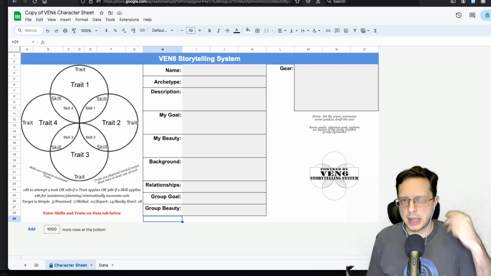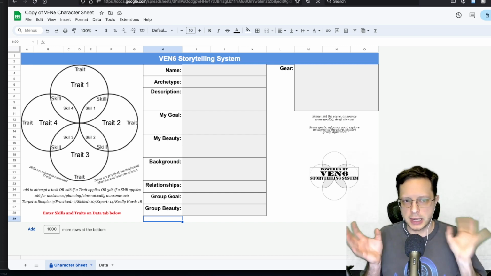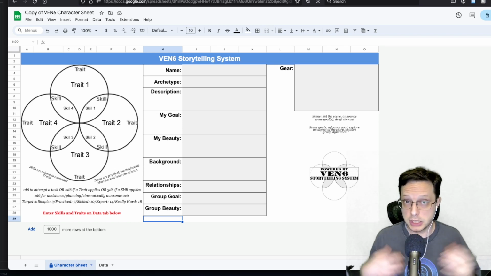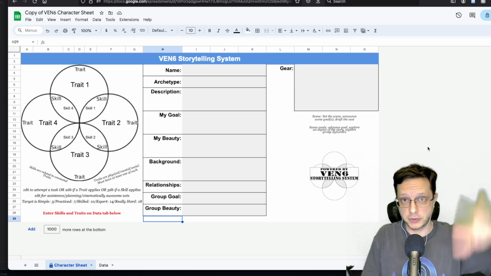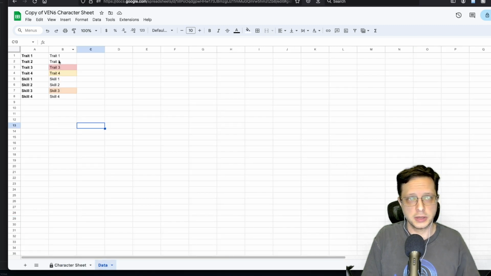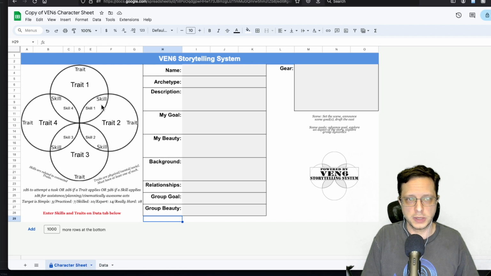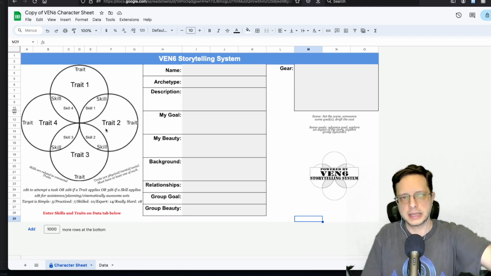Jumping into how this works mechanically, Jason Wahlberg has created several character sheets that are also available on the system reference document page of their website. This is one that they created using Google Sheets, which has a little page here where you can modify what these traits say, and it will change what it says over here. You can't modify it directly. But either way, that's a very nice touch.